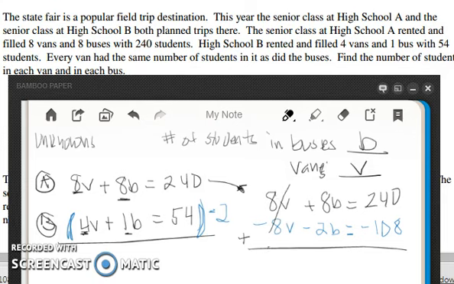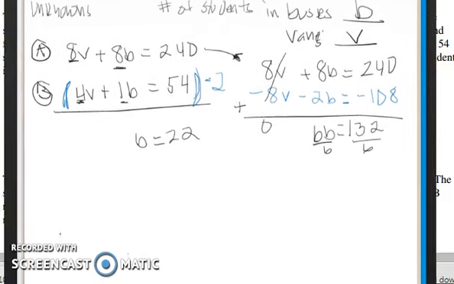Now we can go ahead and add these 2 equations. 8 minus 8 is going to go to 0. 8 minus 2 is going to be 6. And 108 minus 240 is going to be 132. That's a 6b, by the way. Divide by 6, and we get the amount of kids that fit on a bus. 6 into 132, I'm going to use a calculator off screen here real quick, and I'm going to get 22 students. Okay, let's go ahead and bring this up so we have some more space.